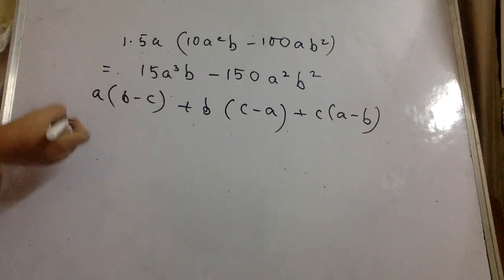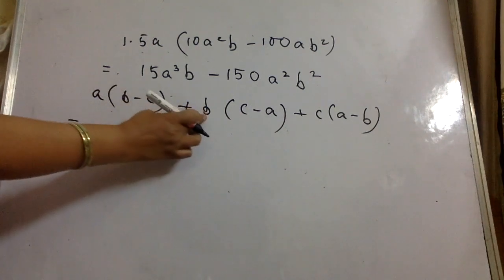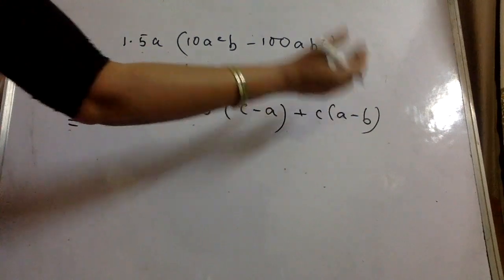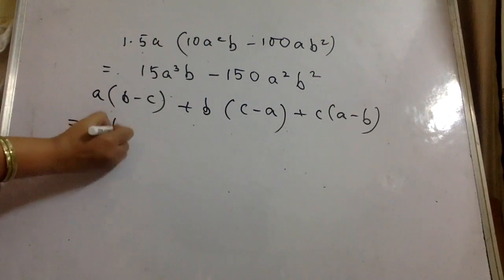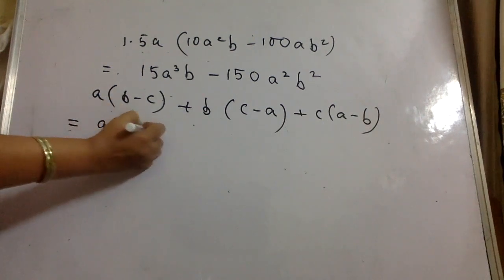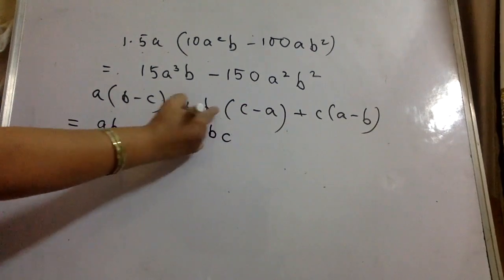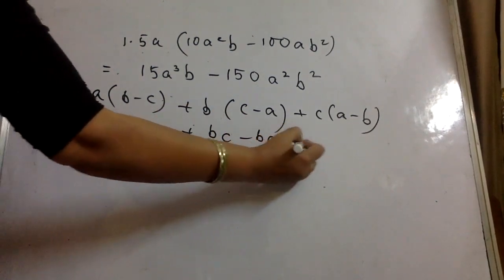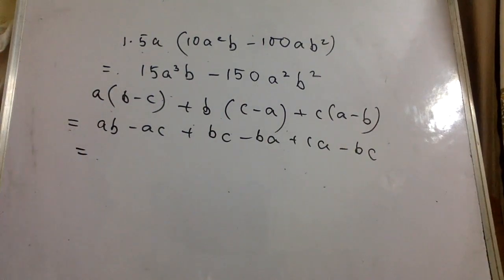What do we do now? See, this is monomial with binomial, monomial with binomial, monomial with binomial, isn't it? So we'll take a into b, ab, plus a into minus c, minus ac, plus bc, minus ba, plus ca, minus bc. Be very careful about the signs.